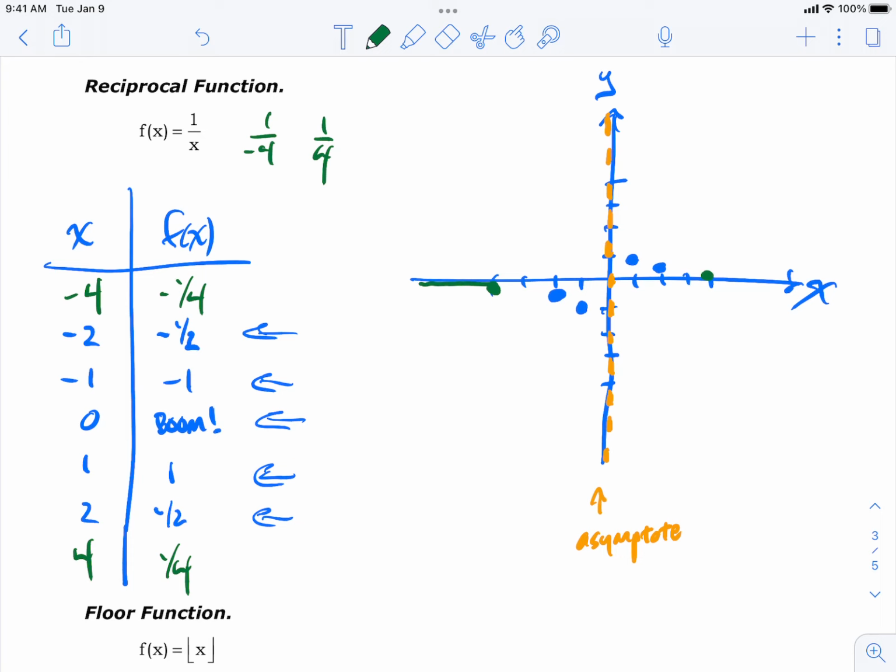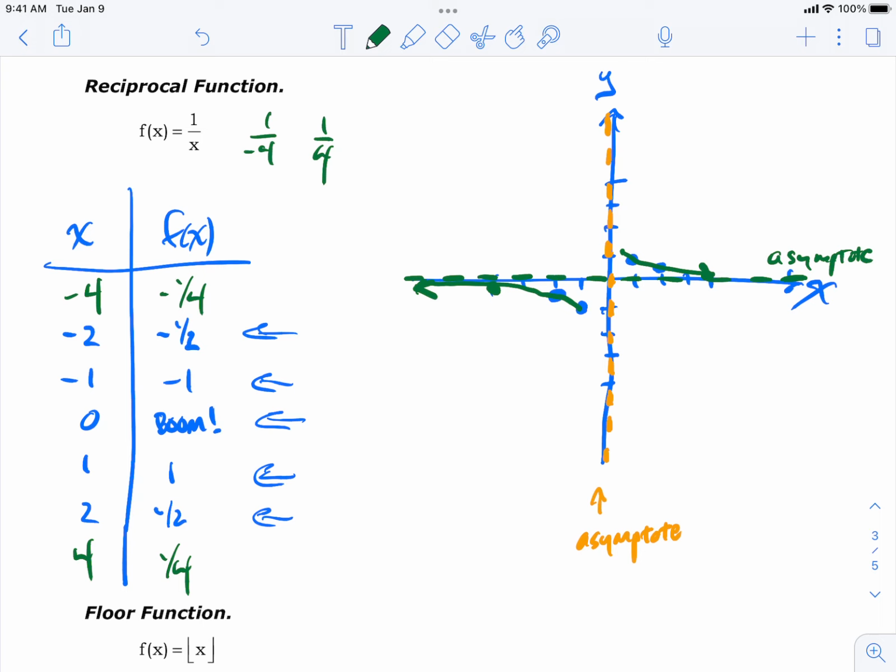What we've got here is called a horizontal asymptote. Notice if I plug in something bigger and bigger, if I plug in a 10, I get 1/10. If I plug in 100, I get 1 over 100. You get closer and closer to 0, but you never hit it. That's actually called a horizontal asymptote. So we get an asymptote here as well. So asymptote.